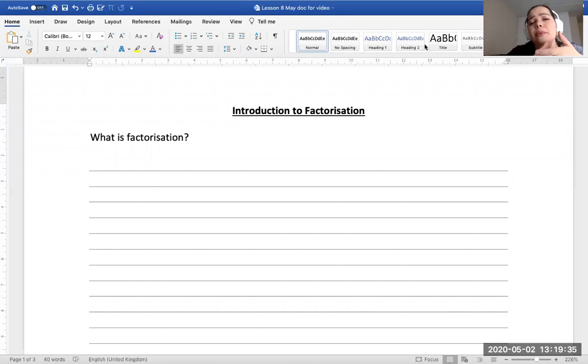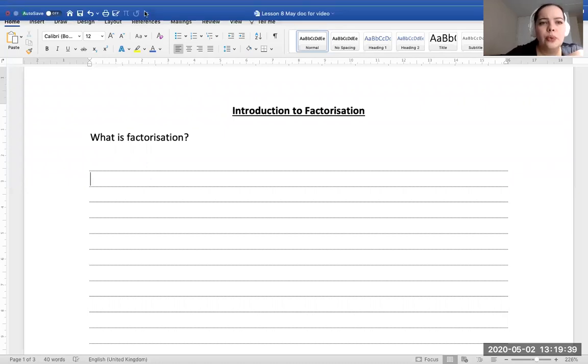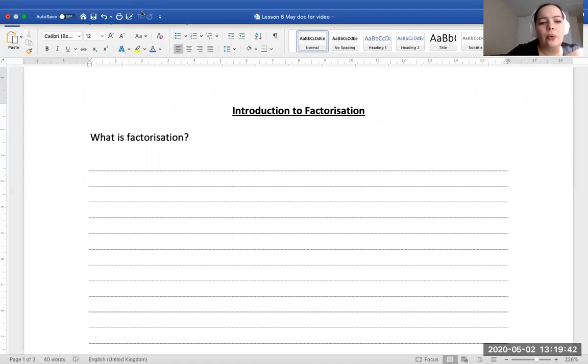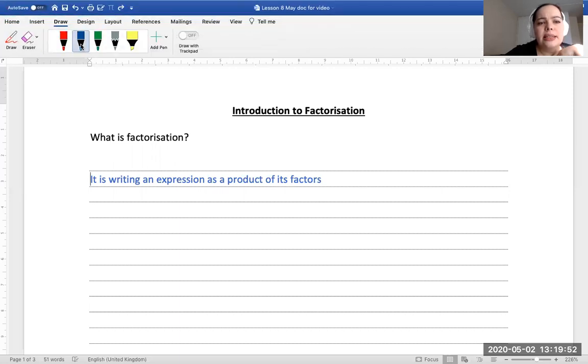Let's start with the most important thing. What is factorization? When we're talking factorization, we are going to say that it is writing an expression as a product of its factors. Now, what's important to understand here is what is the product. We know that product actually means times, and we should know what factors are. So let's just do a real quick recap.